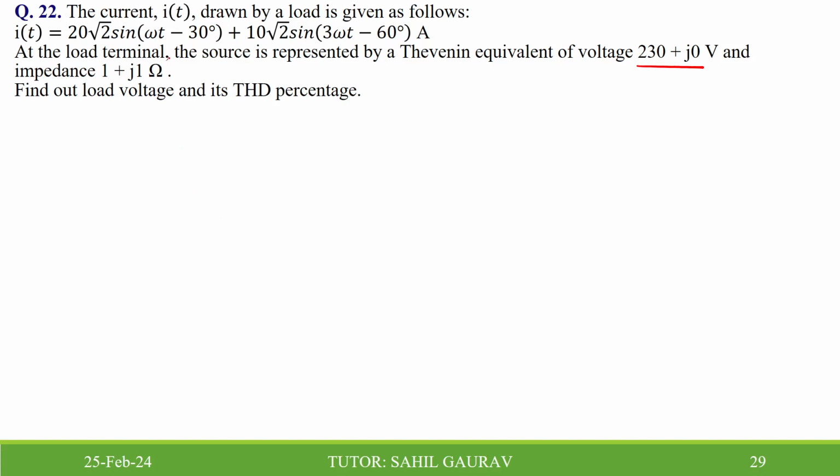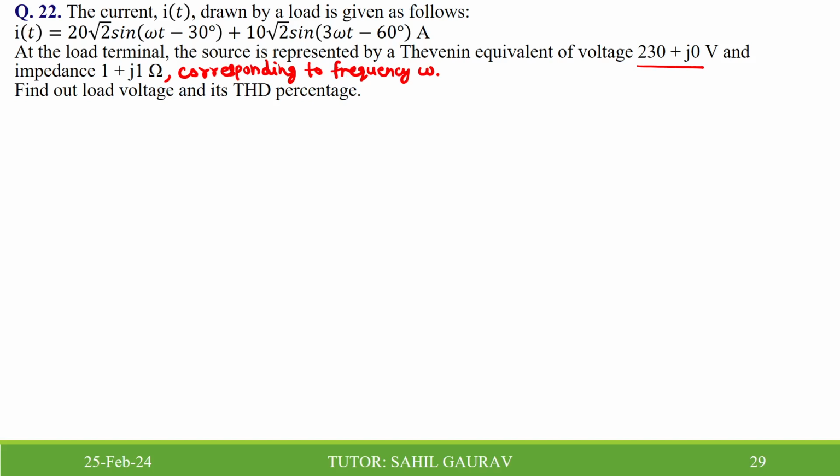This is corresponding to frequency omega. If it is not given also, you have to consider with respect to the fundamental frequency. Now you have to find out the load voltage in the terms of instantaneous so that you can get the RMS load voltage.